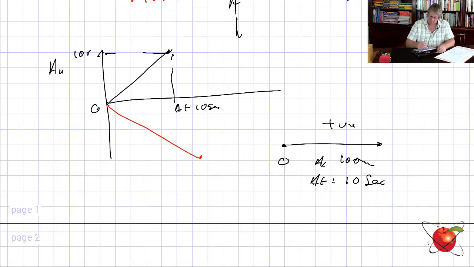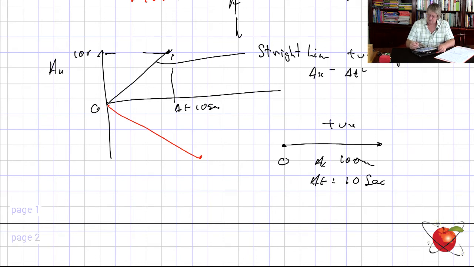We can say the following. We can say that, first of all, let's look. This is a straight line, okay? And it's got a positive slope, right? We have here got a delta x and a delta t, which means we've got a velocity, delta x over delta t. All right? You've got a velocity time. You moved 100 meters in 10 seconds. Right? Simple as that.